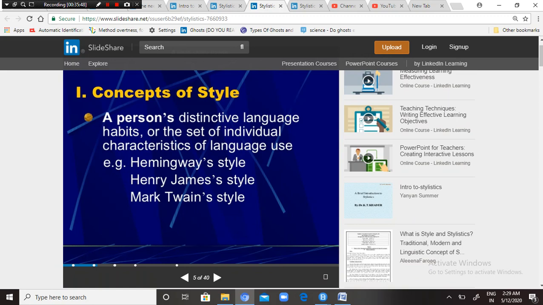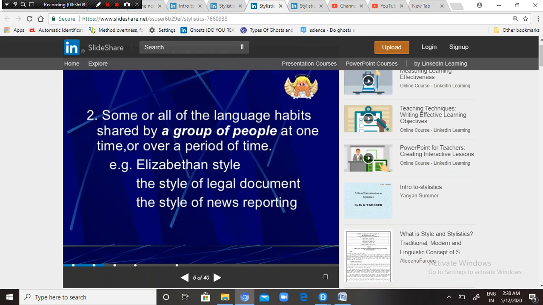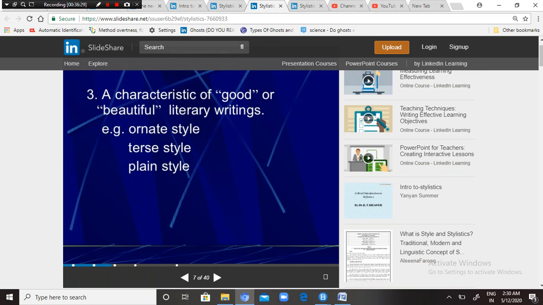Concept of style. A person's distinctive language habits are the set of individual characteristics of a language's uses, like Hemingway style, Henry James style, Mark Twain style. These styles are covered by the concept of style. Okay. Some or all of the language habits shared by a group of people at one time or over a period of time: Elizabethan style, the style of a legal document, the style of news reporting. Okay. Characterization of good or beautiful literary writing: ornate style, dressed style, and plain style.